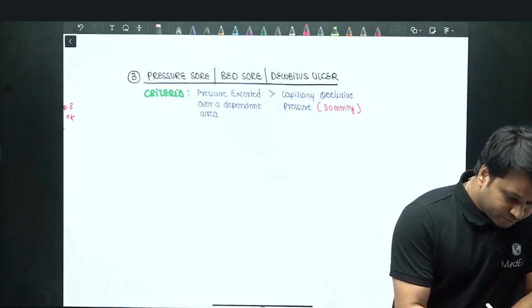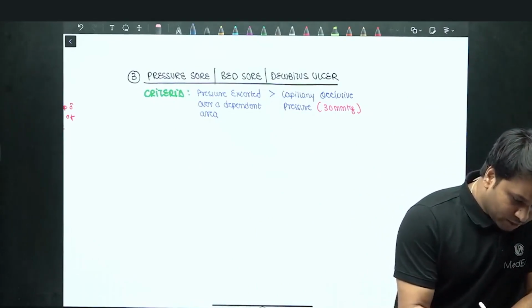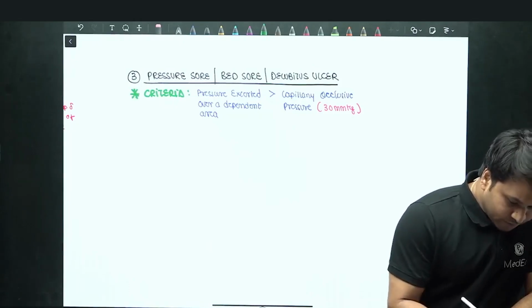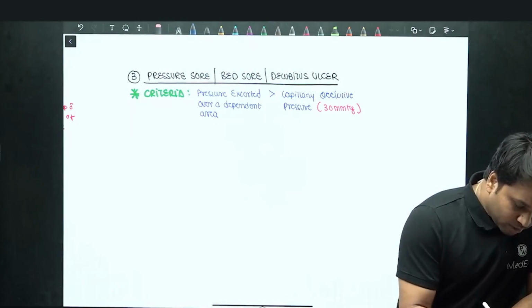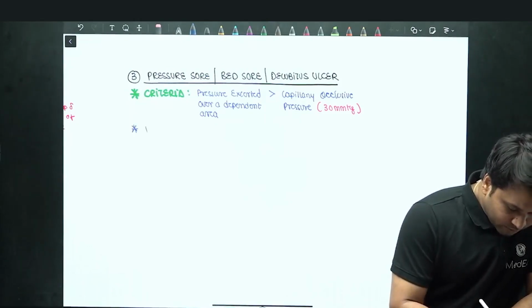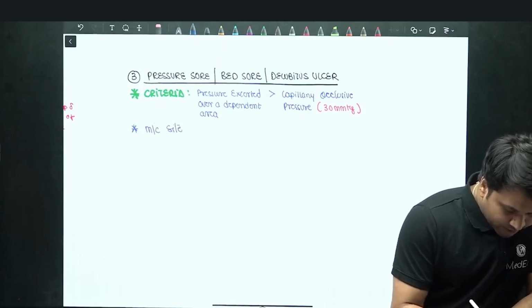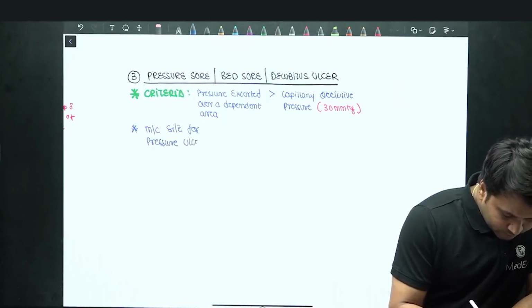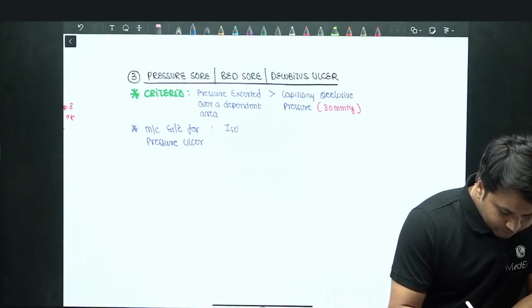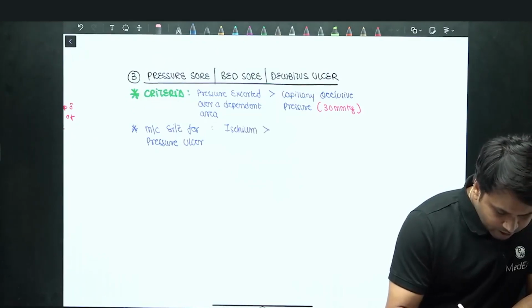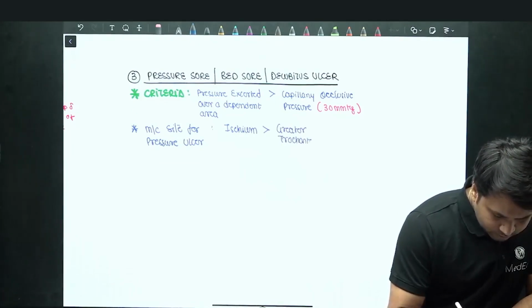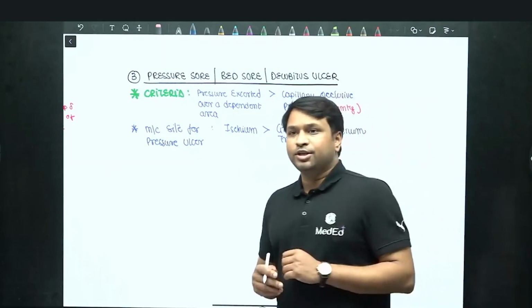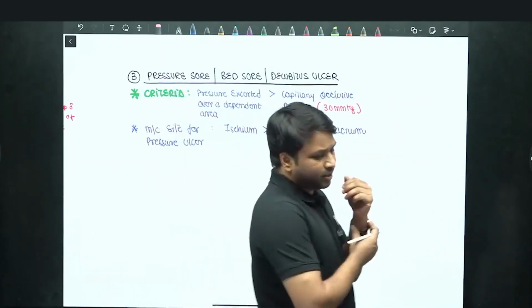Right? Now, this is also an important component. If we ask what is the overall most common site for the pressure ulcer, it is the ischium. If not the ischium, then it is going to be the greater trochanter. If not, then it is going to be the sacrum. Ischium is the overall most common site, then greater trochanter, then sacrum.